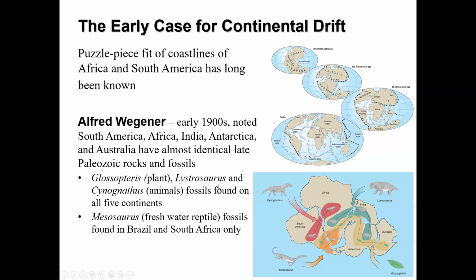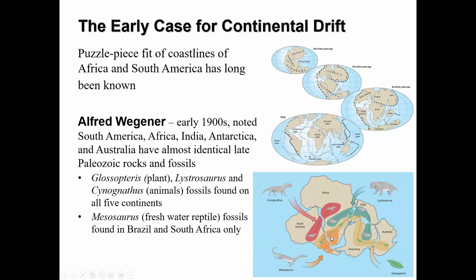We also noticed that there's Lystrosaurus and Cynognathus. These two right here, you can see they're kind of reptilian-esque. Cynognathus, we found fossils across South America and Africa right here. And Lystrosaurus found in Africa, India, and Antarctica here. And then we've got Mesosaurus. These are freshwater reptiles. Mesosaurus fossils are found in Brazil and South Africa only.